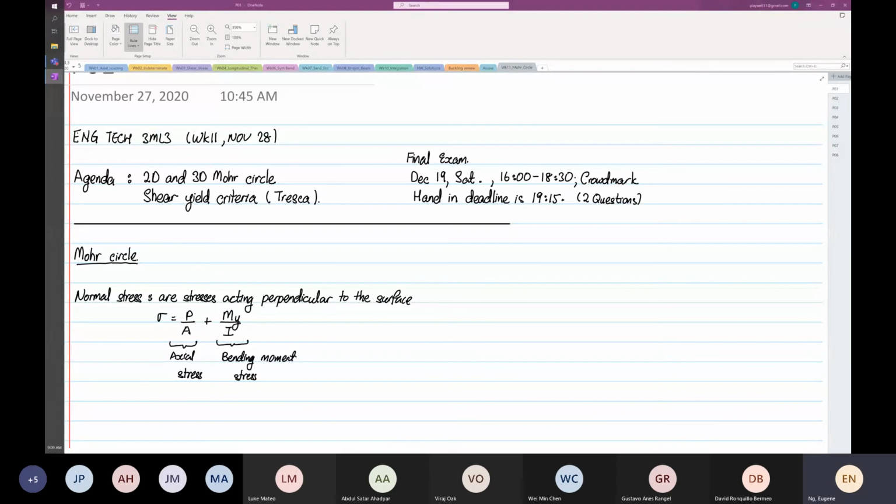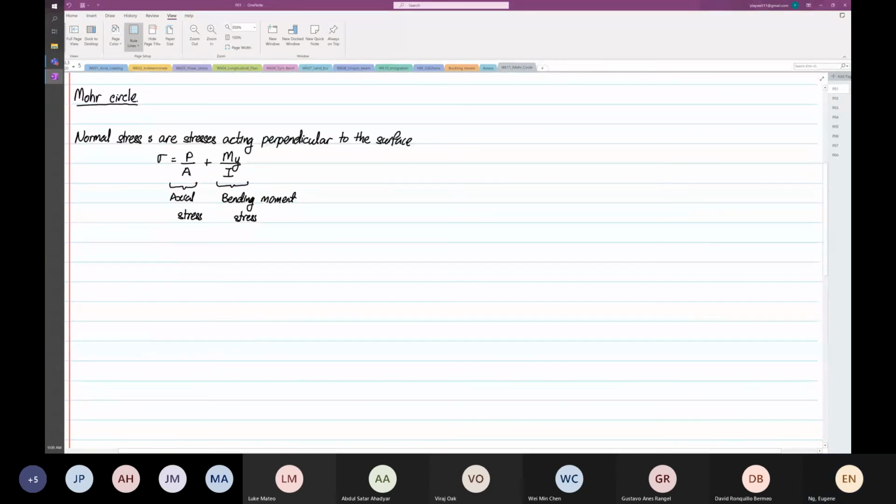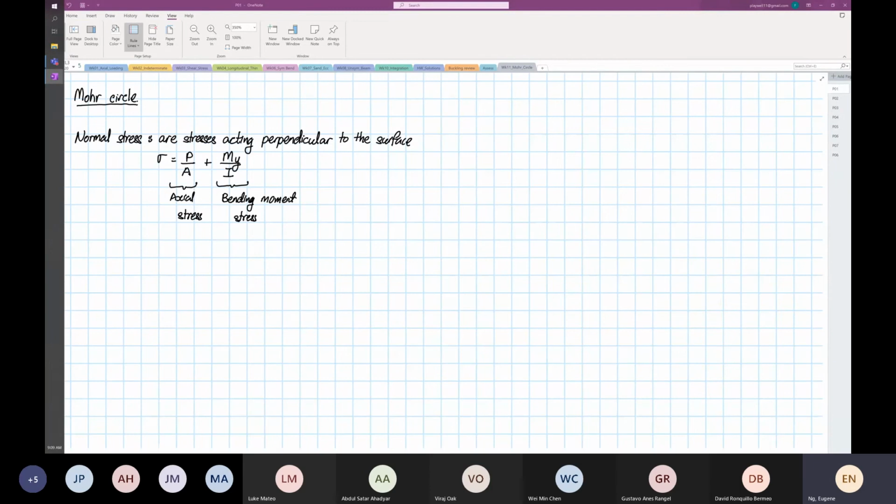Okay, so now I'm going to draw two things for you to see. I want you to get used to seeing an element. So we're going to start drawing an element. An element is basically a square.